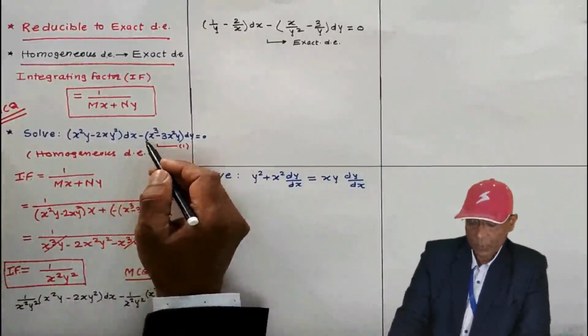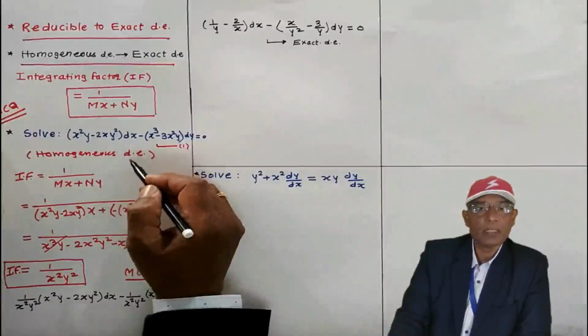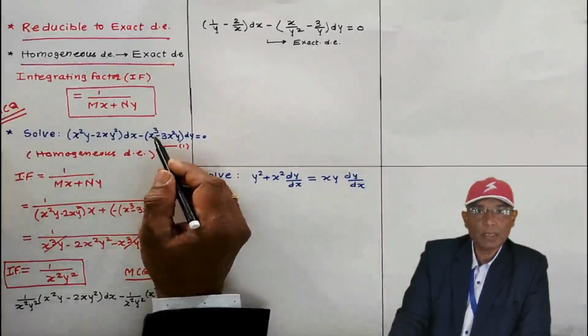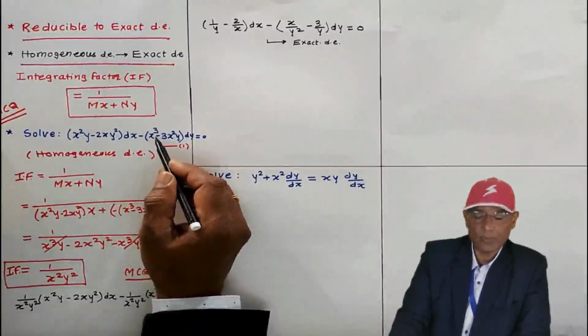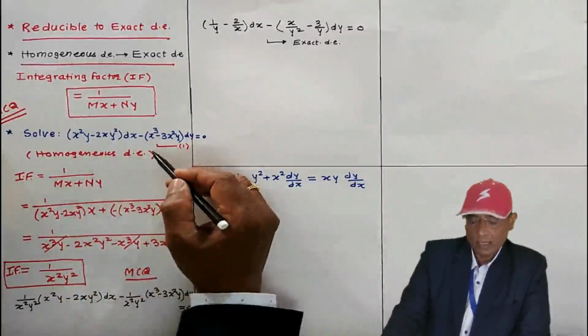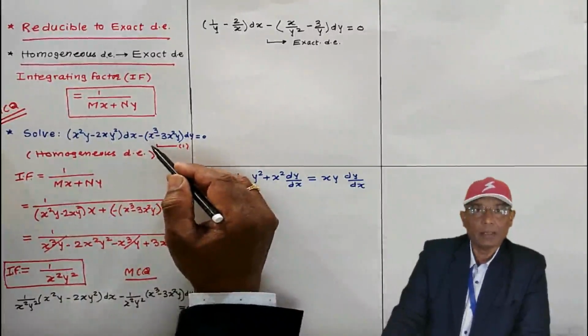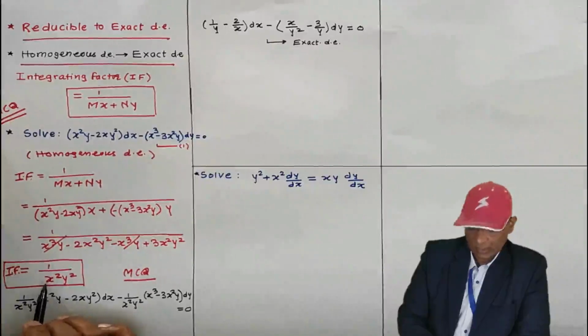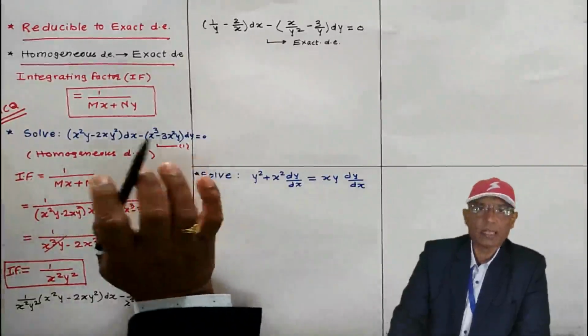Or if you check it, del m by del y is not equal to del n by del x, you will find. But in the examination, it is not necessary to check the exactness in the beginning, because the integrating factor is other than 1. Therefore, this is not an exact differential equation.